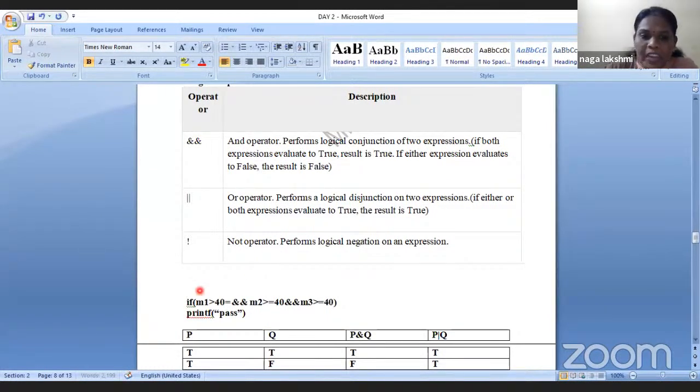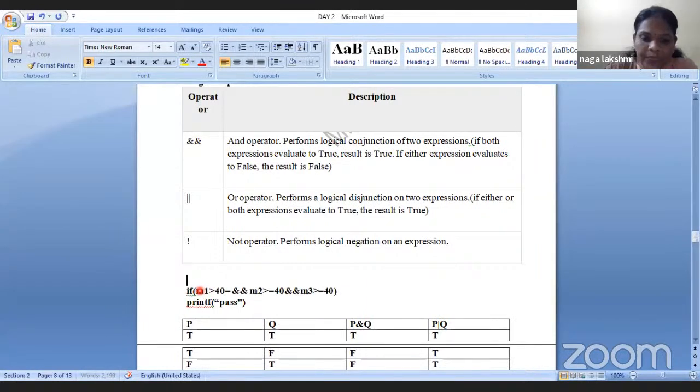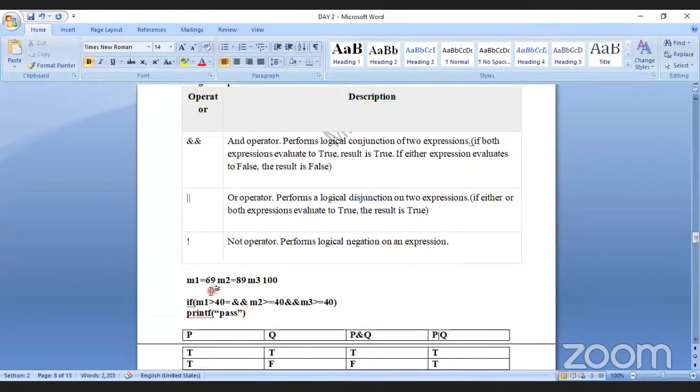So here I am giving conditions like M1 is 69, M2 is 89, M3 I am giving as 100. According to this, now it will check. 69 is greater than 40. Is the condition true or false, girls? True. Yes, the condition is true.